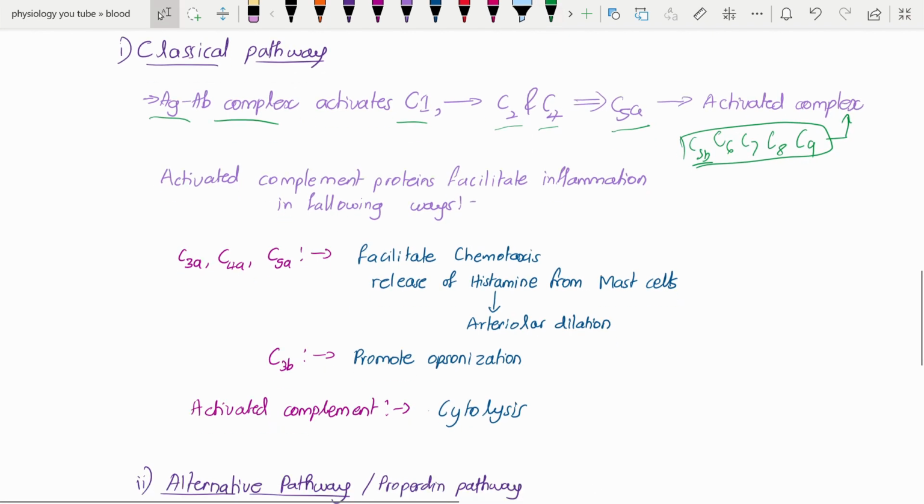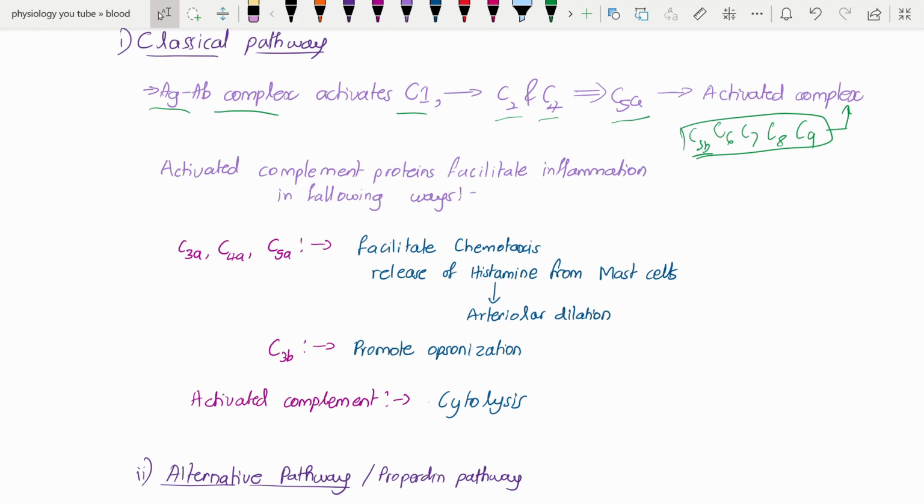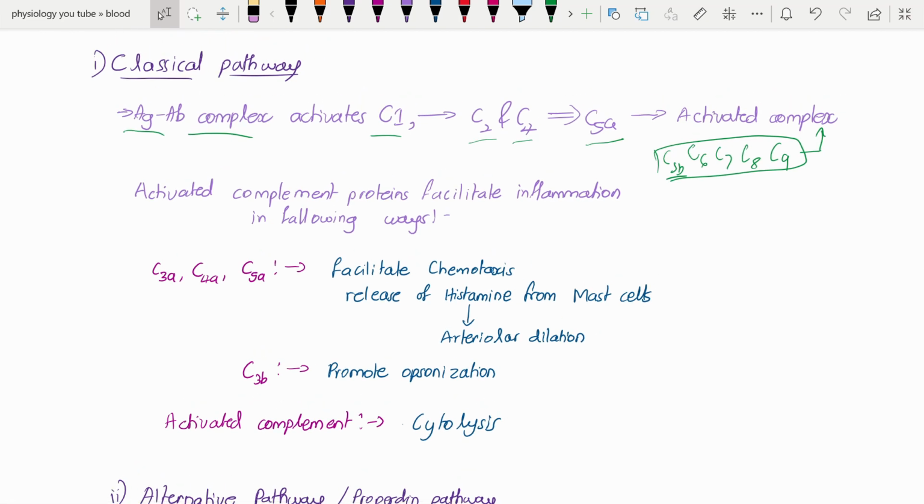I will mention it in the pathway. Let me explain that here. These are involved in cytolysis. Just remember that these are involved in cytolysis, because ultimately every pathway will activate this C5, and there will be a cascade of C6 to C9. So all of the pathways have this in common.